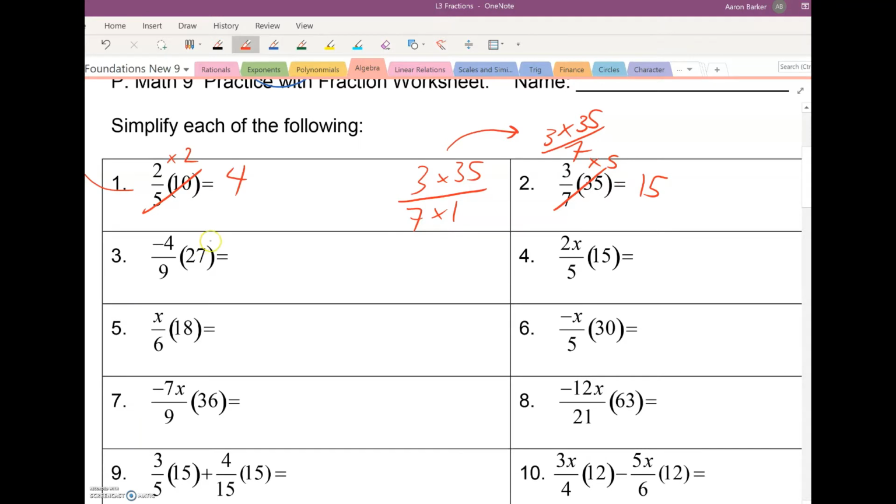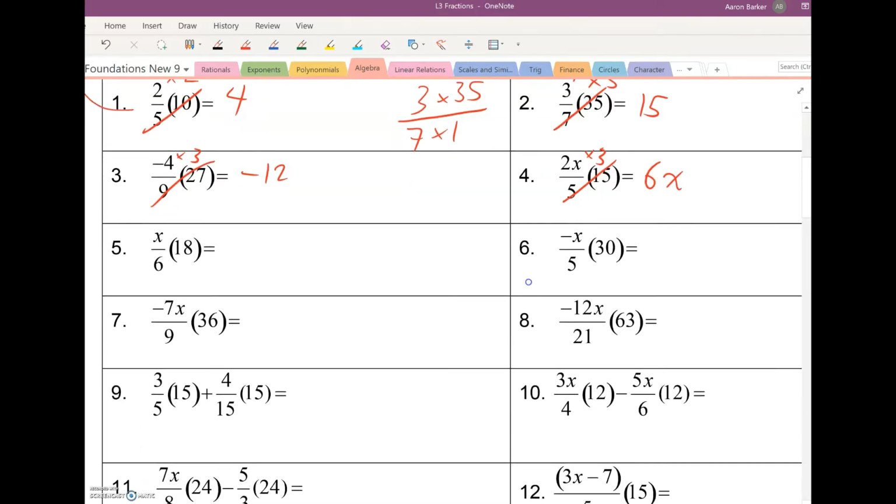Try the next one, 27 and 9. So divide by 9, and you're going to get 3. And so our answer is negative 12, because it's 4 times 3. 5 and 15, do they cancel out? Yep. 15 divided by 5 is 3. So now we have 2x times 3, which equals 6x.